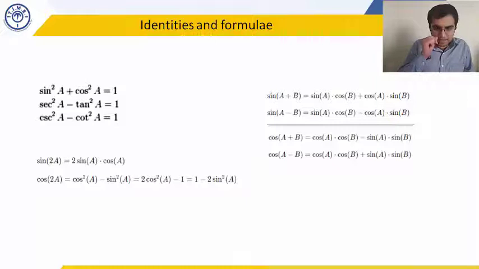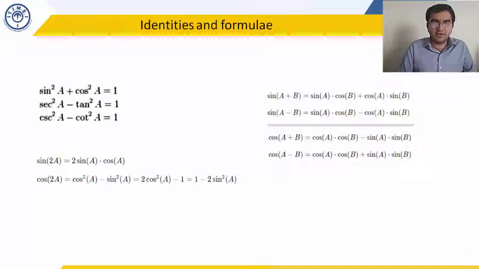And another two. Cos of a plus b is equal to cos a cos b minus sine a sine b. And cos of a minus b is equal to cos a cos b plus sine a sine b. So you have read all these formulas before in class 10, so it's simply a revision today. Cos a plus b is equal to cos a cos b minus sine a sine b, and cos a minus b is equal to cos a cos b plus sine a sine b.